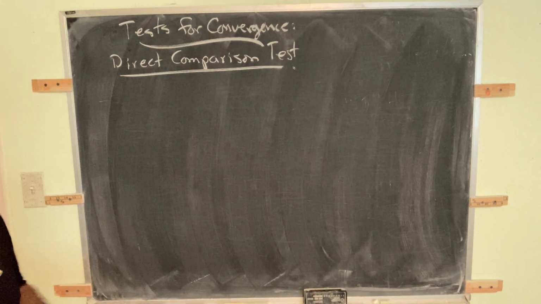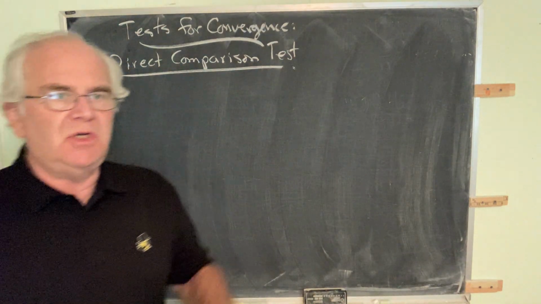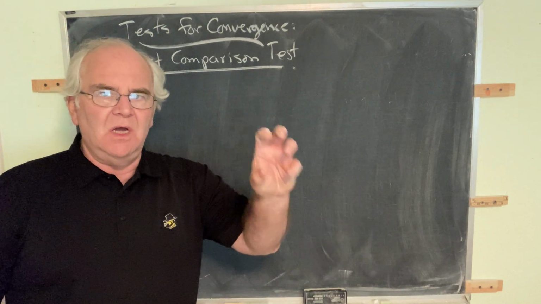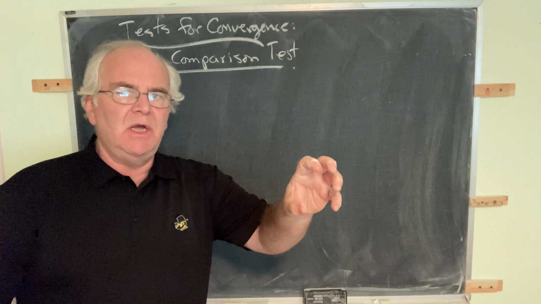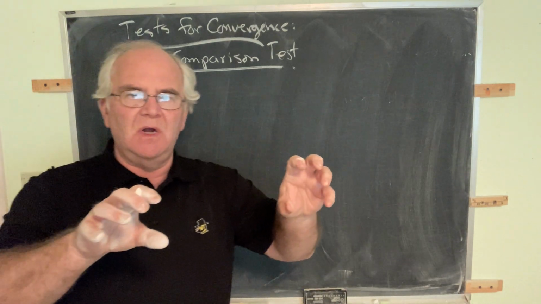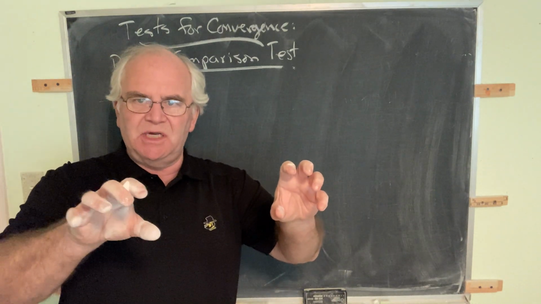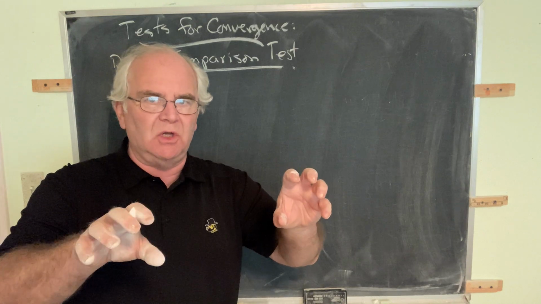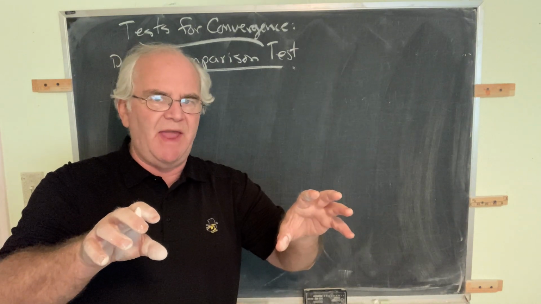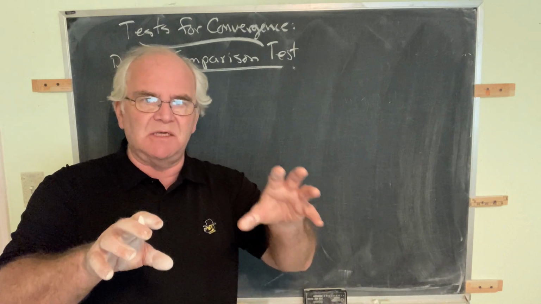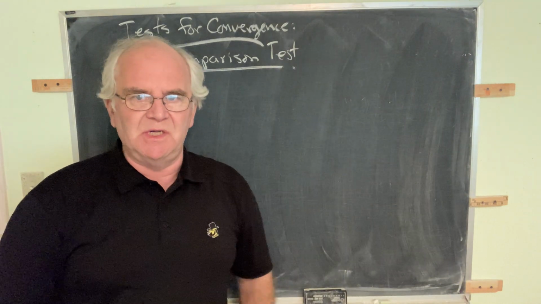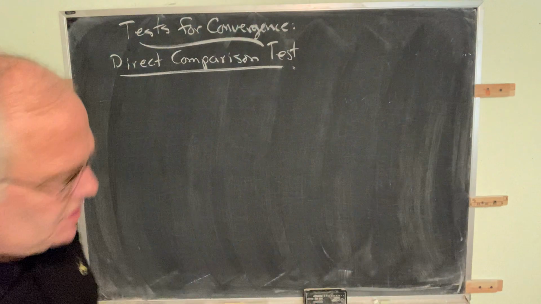The direct comparison test allows you to take the known behavior of one series and use it as a tool to determine the behavior of an unknown series. There's a series whose behavior you don't know but want to learn. There's another series whose behavior you do know. You can use it as a tool or as a mechanism to find out how this other series behaves. So the requirements are this.